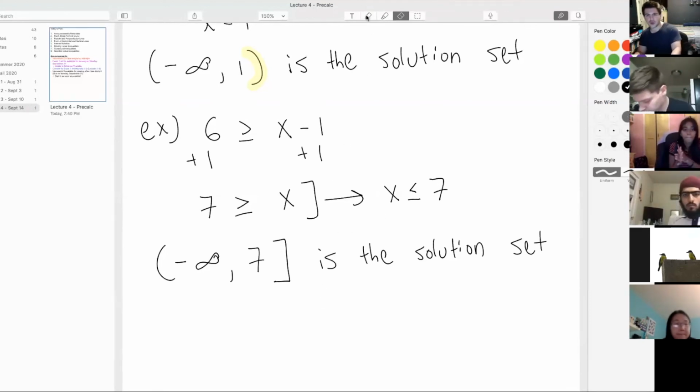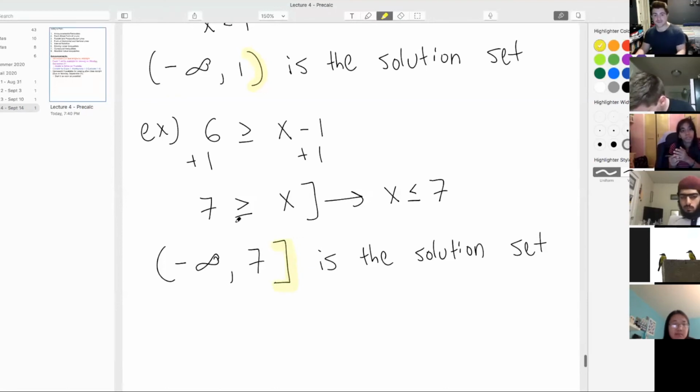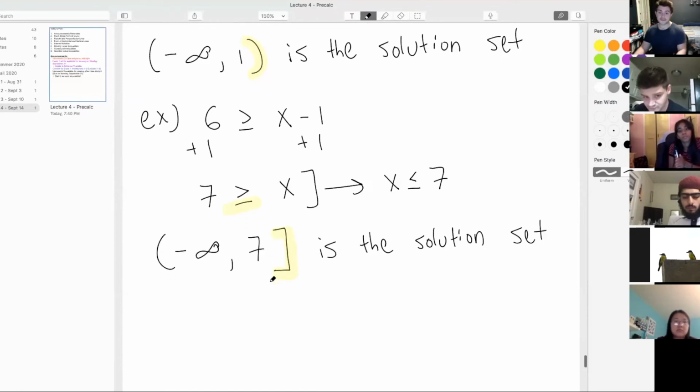All right, good. I think the most important point here is that I have a closed bracket, which means I'm including 7, and that's because I have a greater than or equal sign. I'm including 7 in my solution set, so I will put a closed bracket.